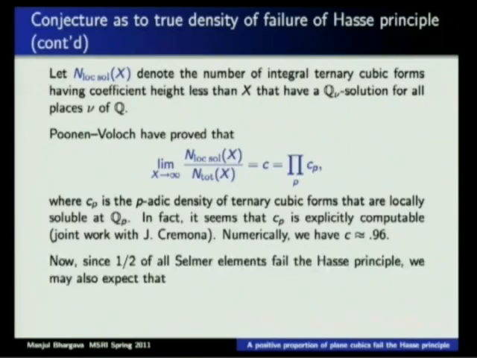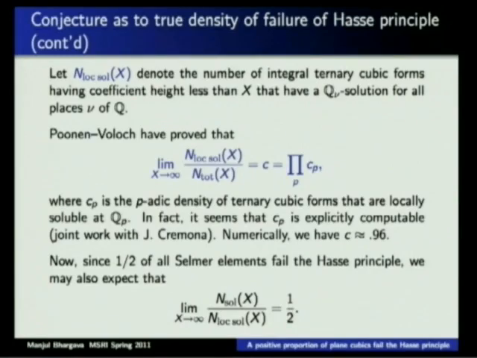And since 1/2 of all Selmer elements fail the Hasse principle, we might also expect that, well, the proportion of soluble things among all locally soluble things is a half, right? Because the locally soluble things are kind of 3-Selmer elements, and the soluble things we saw among 3-Selmer elements are 1/2 of them. And this is true if you're counting 3-Selmer elements by the heights of their Jacobians. But suppose we're counting in a box. This is what we're doing, right? Then do we still expect it to be a half? Do we expect 1/2 of locally soluble things to actually be soluble, even if we're ordering by coefficient height?